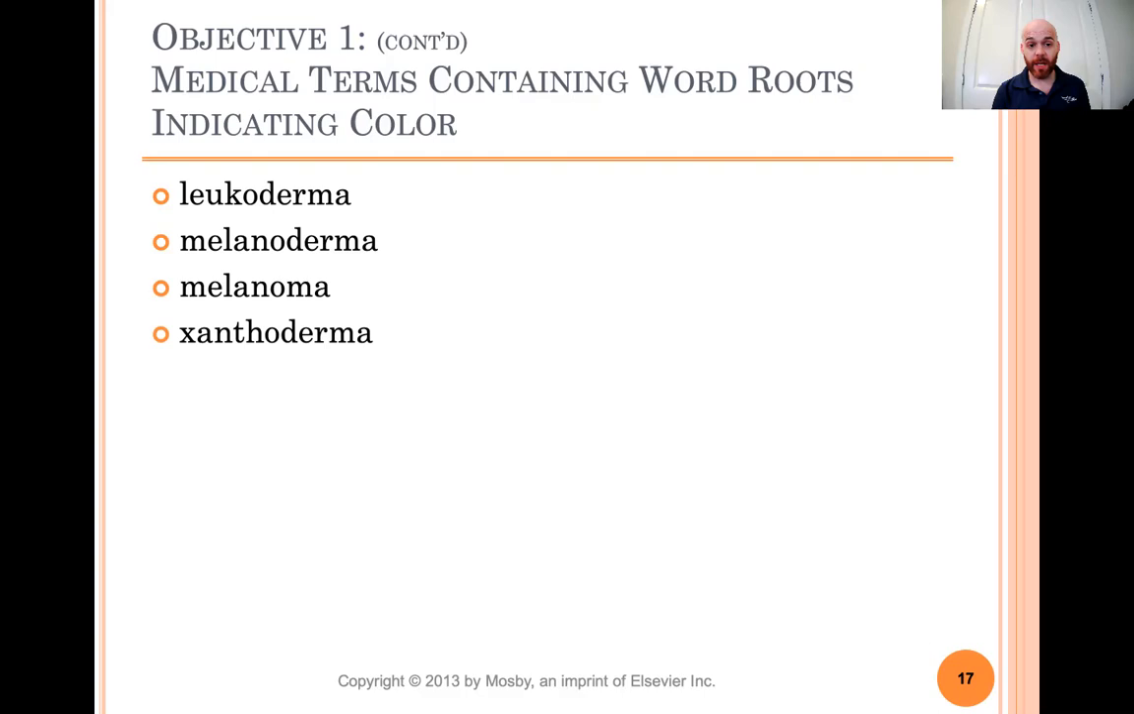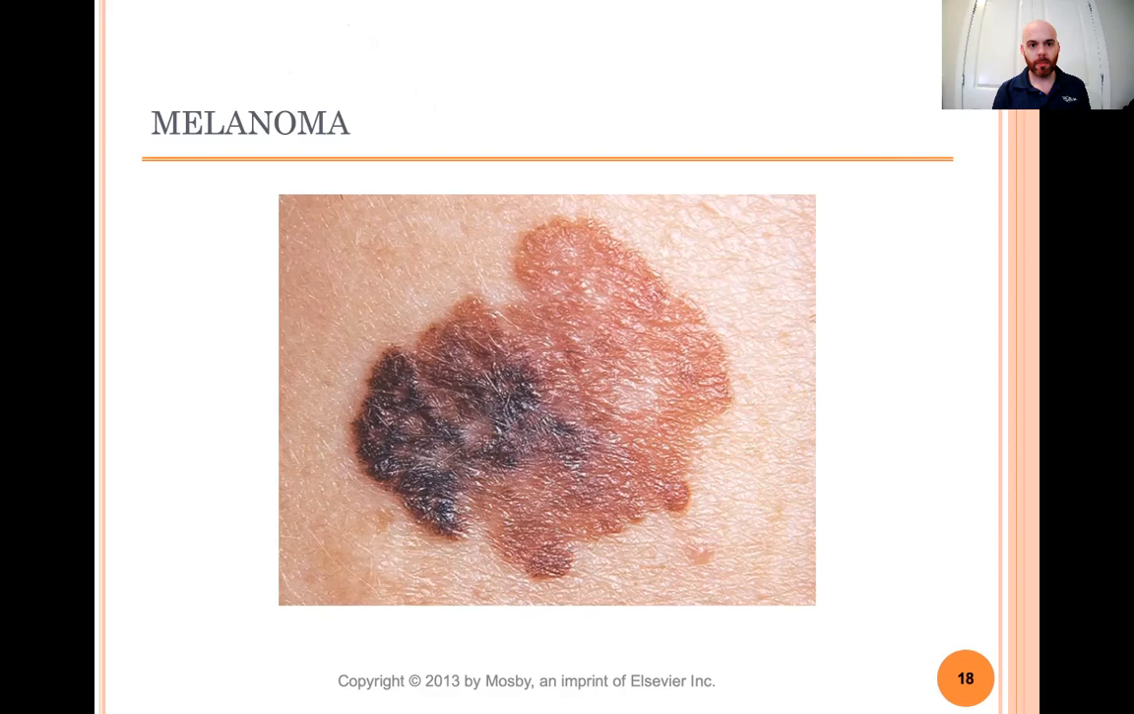Xanthoderma is yellow skin. So you may have yellow xanthoderma if you have jaundice. Xanthosis is just the condition of being yellow. There's a melanoma right there. You can see it's kind of blackish, purplish, reddish, and it's got irregular edges. It's not nice and brown like most moles should be. It's just all kind of like a blob.